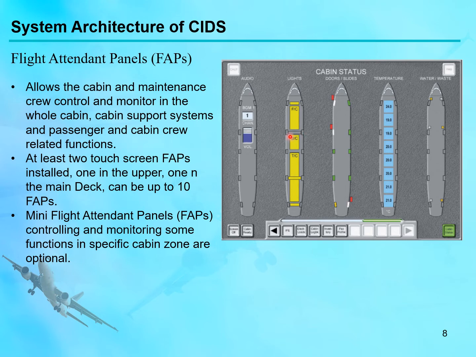So it not only indicates, it also does some control. Indication is through the showing of the LED over here, right? And control, you can actually use a touch screen to control the parts, maybe turn on the lights or things like that. So there are at least two touch screen FAPs installed, one in the upper and one in the main deck. Okay, it can be up to 10 FAPs depending on the type of cabin, the aircraft. So there are also some mini FAPs, and these mini FAPs are used to control certain zones. Okay, and these are not must-have, but these are optional.